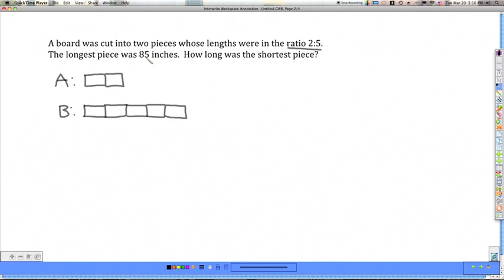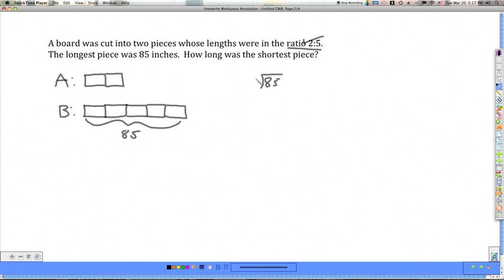It says the longest piece was, and we'll check that off. We use that. The longest piece was 85 inches. So this is the longest piece. Its total length then is going to be 85 inches. And I want to know how long the shortest piece is. In order to decide that, I'm going to need to know how much each of these units are. And so I'll use this. There are 5 units equal to 85.